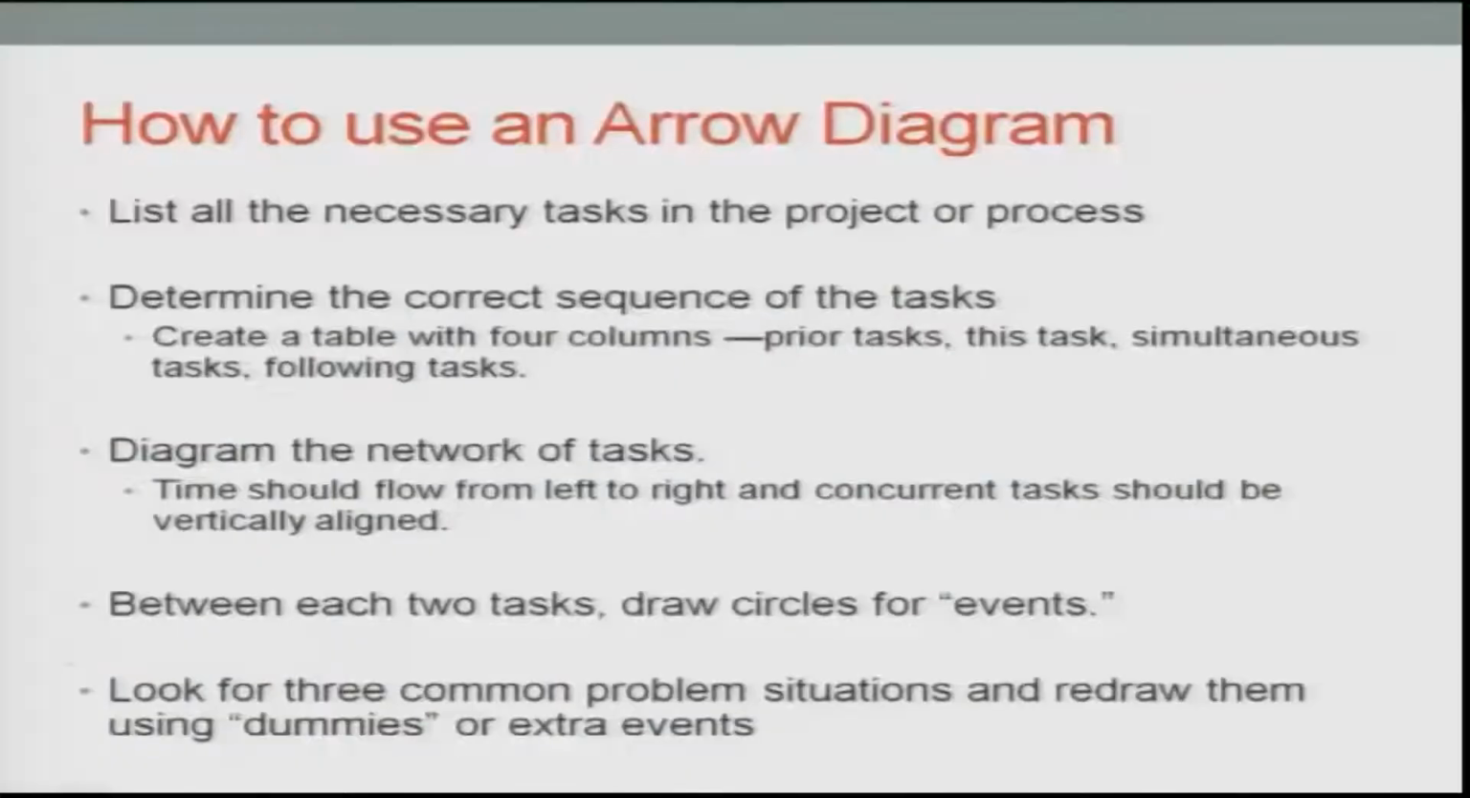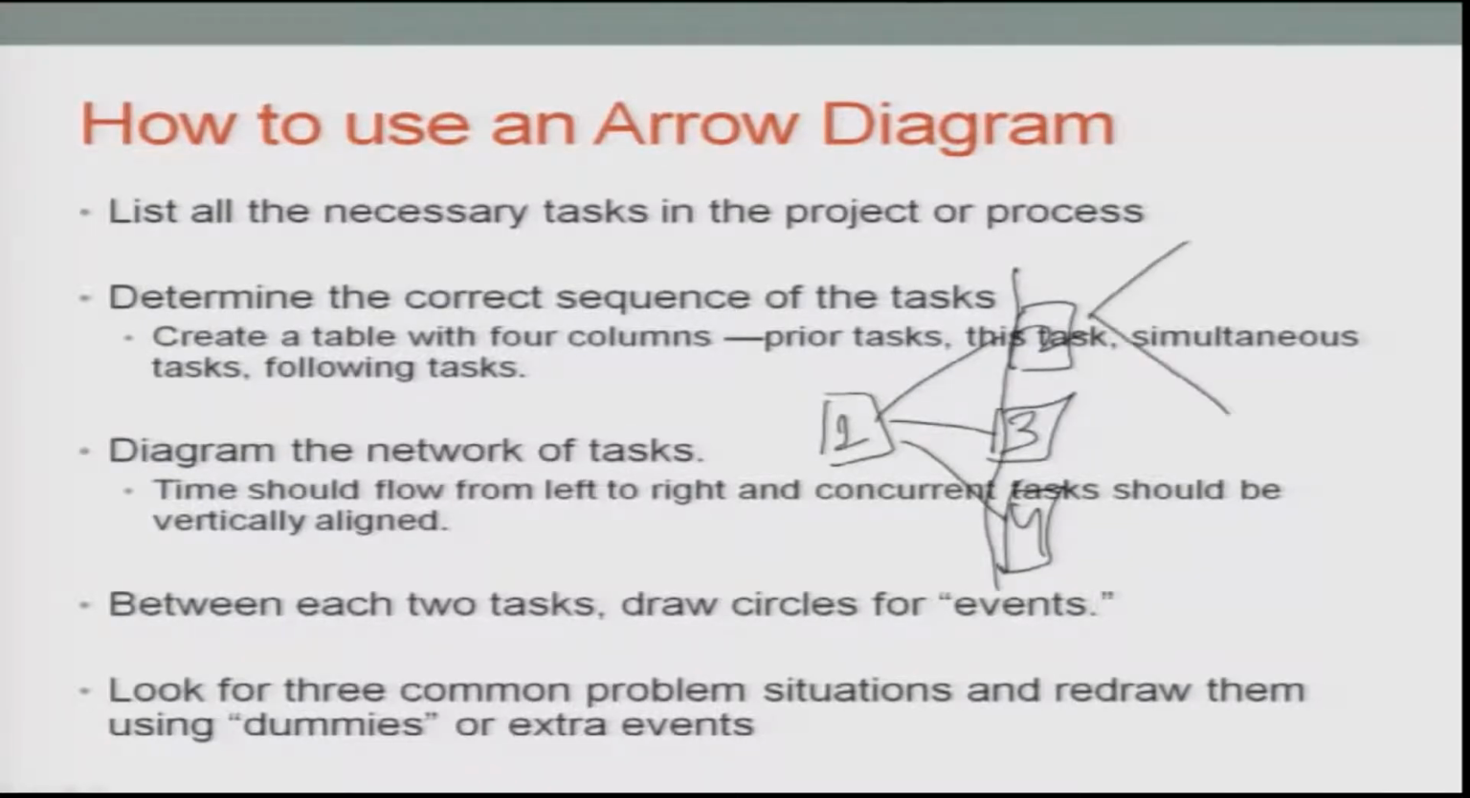If you are starting 3 sets of jobs at the same time, starting from the left, this is job 1, I am marking it as 1, and if jobs 2, 3 and 4 start at the same time, they would be vertically aligned. Then for example, you may have jobs 5 and 6 at the same time, so they are related like this. They would be concurrently done and it will continue in this manner. Between each task, draw circles for events.